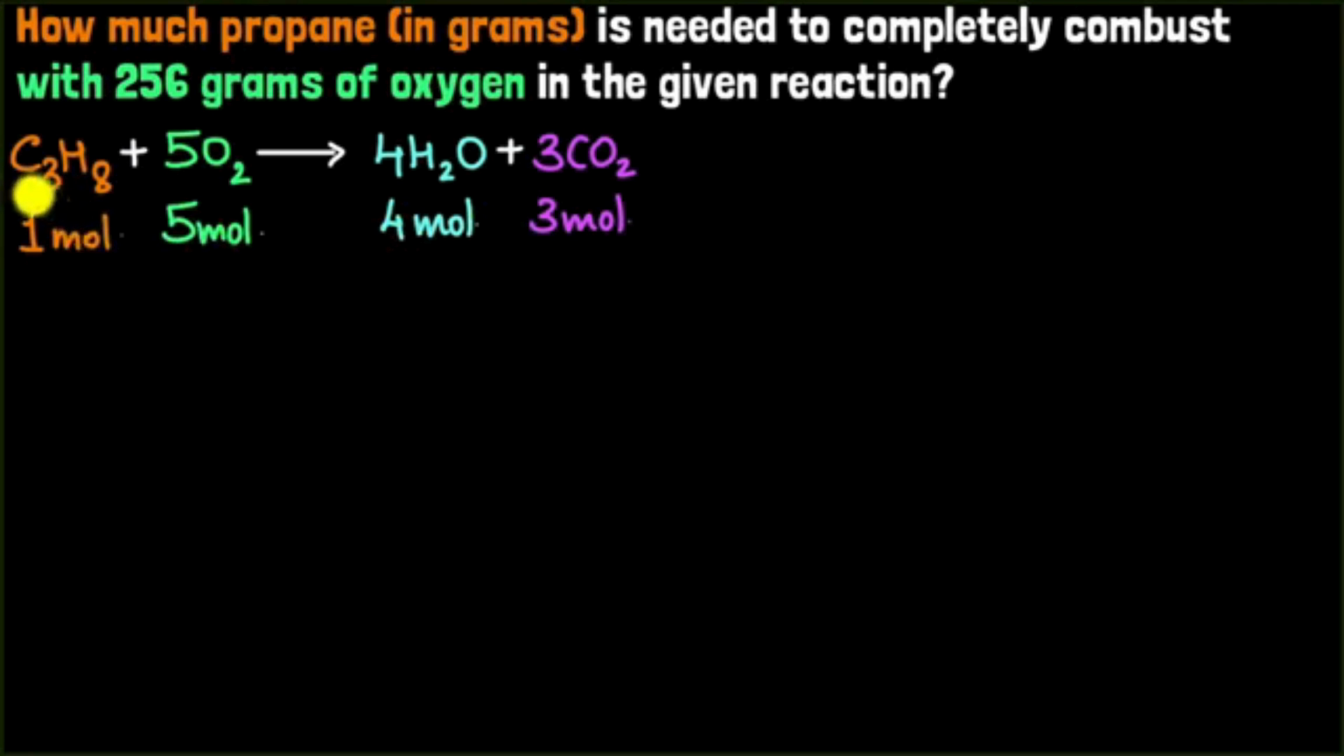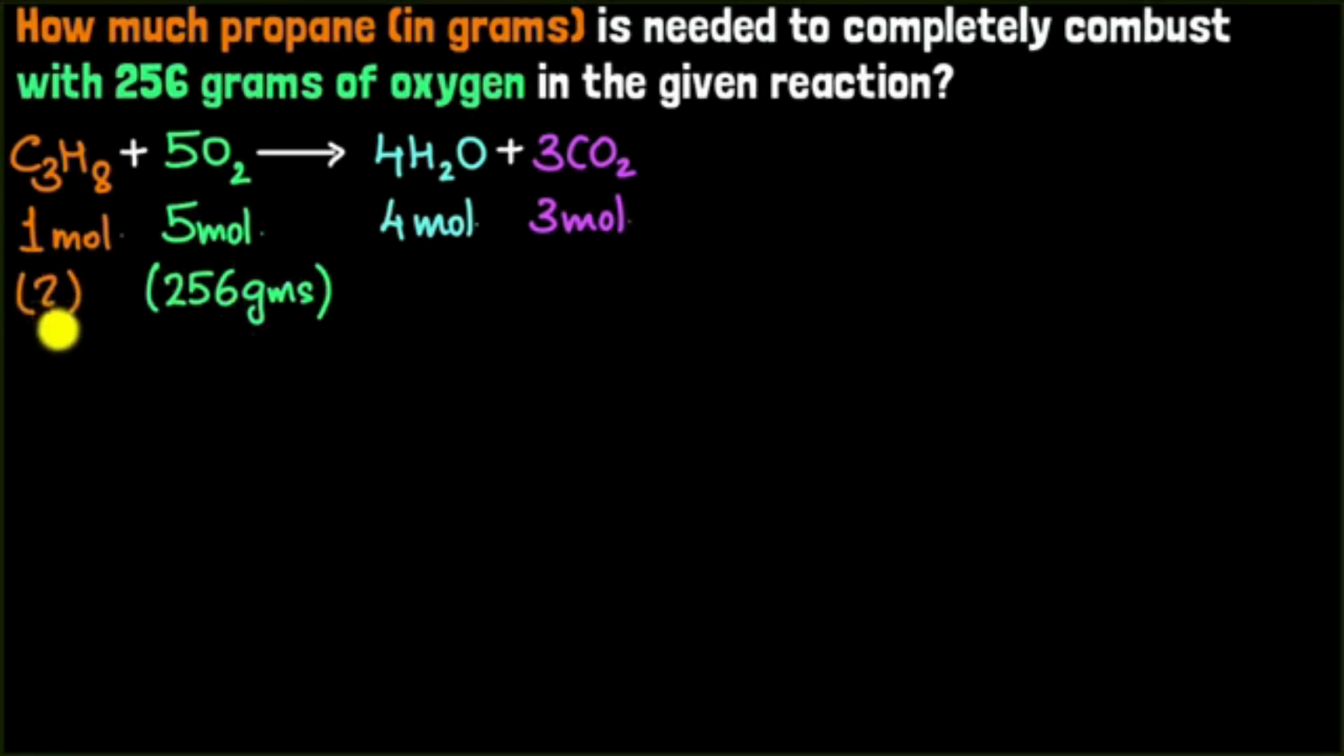This means that propane and oxygen will always be consumed, regardless of whatever quantity they have, but they will always be consumed in a 1:5 ratio. That's what it means, okay? Now, let's look at what's asked. We need to calculate how much propane is necessary to completely combust 256 grams of oxygen, okay? So we have 256 grams of oxygen. We want to completely use it up. We want to completely combust it. So for that, how much propane do we need?